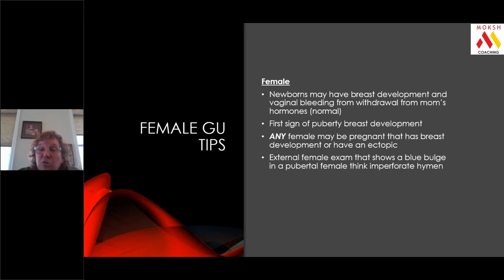One of the things that you should do is take a look down there. If they tell you in a stem that the child has a blue bulge, think of an imperforate hymen. And so what happens is the blood can't get out. And so these kids will have abdominal pain, can have some cramping, can have cycles, but they won't have periods. And so it's really important to take a look down there, and that's called an imperforate hymen.